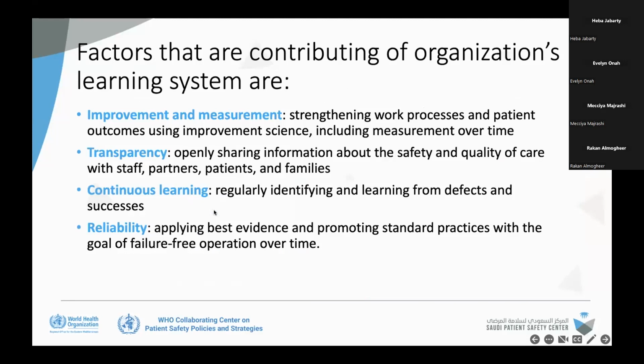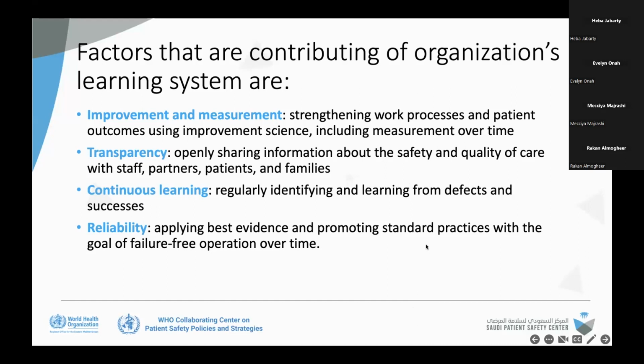And the other factors that could help us in a learning system: first, improvement and measurement, transparency, continuous learning, and reliability. In quality and patient safety, we have an improvement and measurement process. Some hospitals use Six Sigma and others Lean, and there are a lot of methodologies for improvement projects that could help the learning system. In patient safety specifically, we are speaking about the RCA and FMEA and other things.